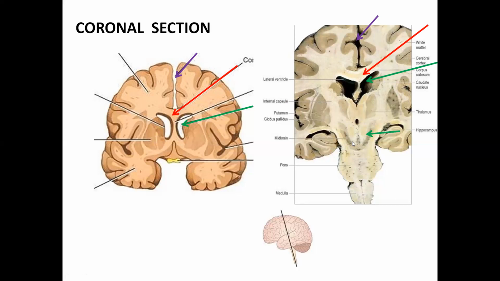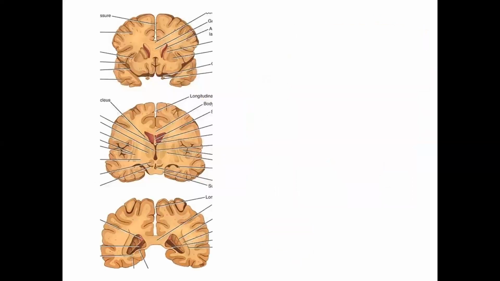In this coronal section, you can see the area here. What could this be? The midbrain. Can you see the cerebral aqueduct here? Below the midbrain is pons. Below the pons is medulla oblongata. Below the medulla oblongata, spinal cord. So what you see in the coronal section depends upon where the section is taken, whether anteriorly, posteriorly, or in the middle.